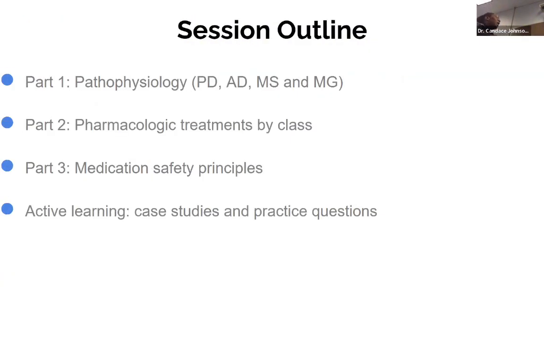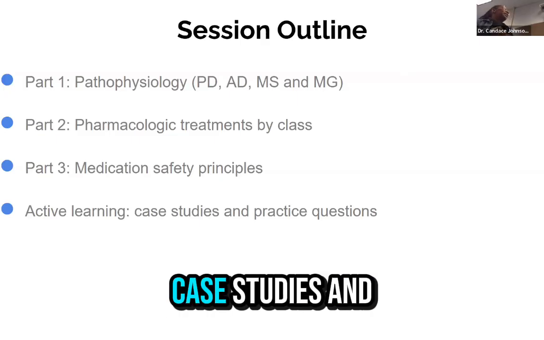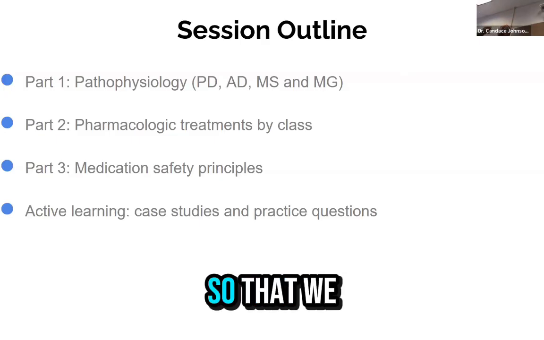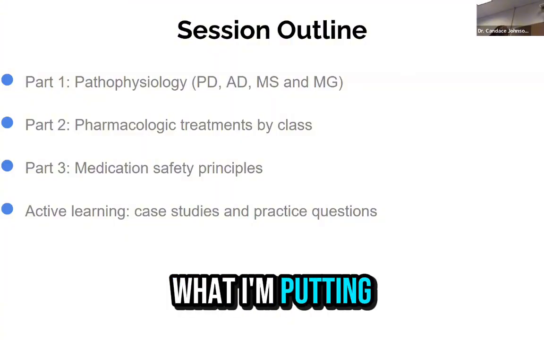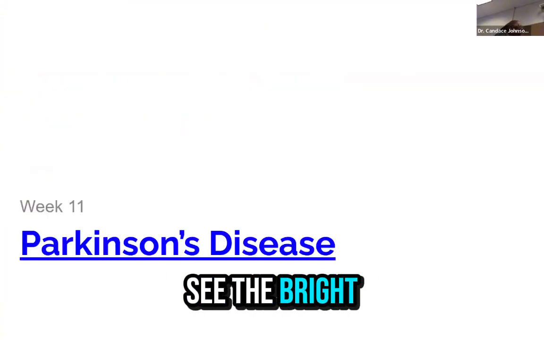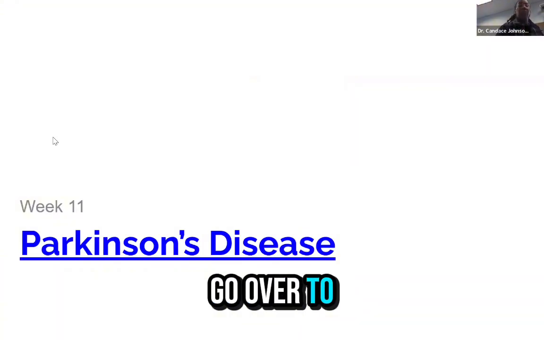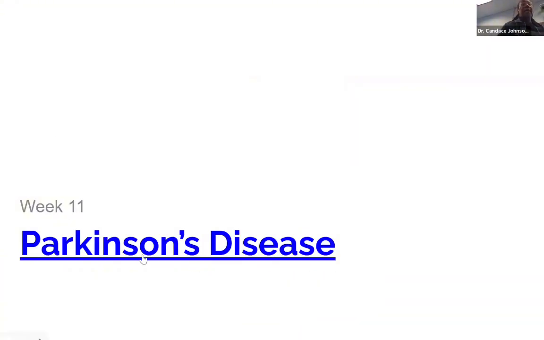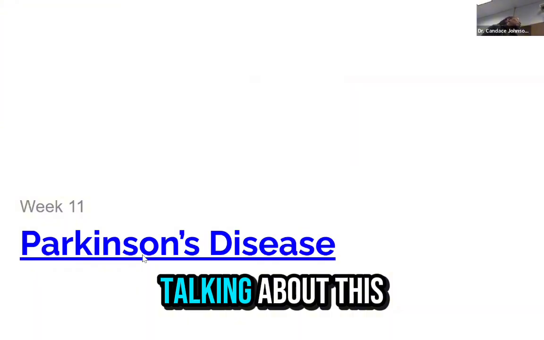All righty. Yeah, there's the outline. I think I've kind of set you up for that. We're going to have some active learning case studies and practice questions embedded in here, so that we can see and assess as we go your understanding of what I'm putting down. All right, if you see the bright blue, or I don't know what color this is, kind of like an electric blue, if you see that, that means it's a hyperlink, if it's underlined, and you can go over to Merck. Those are for each disease, I gave you the Merck manual link for that, okay? Just so you can be checking it out while we're talking about this.